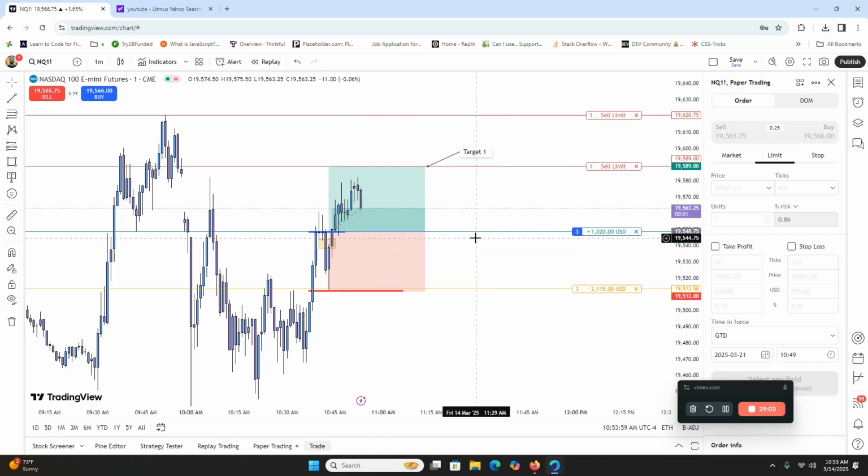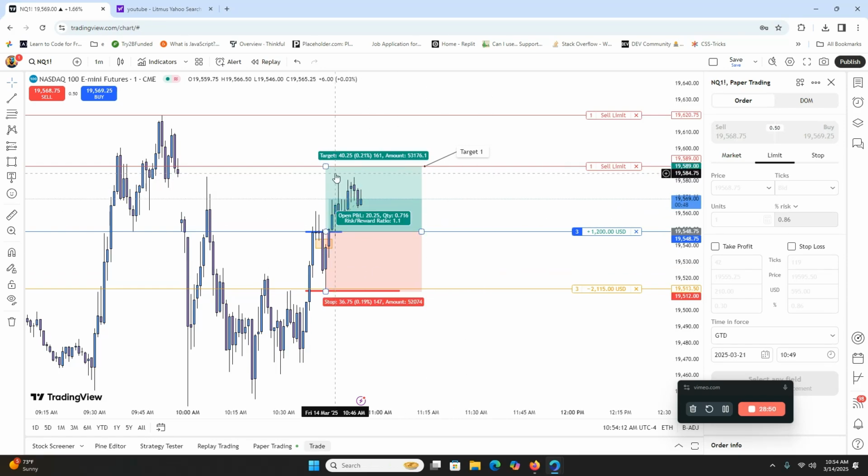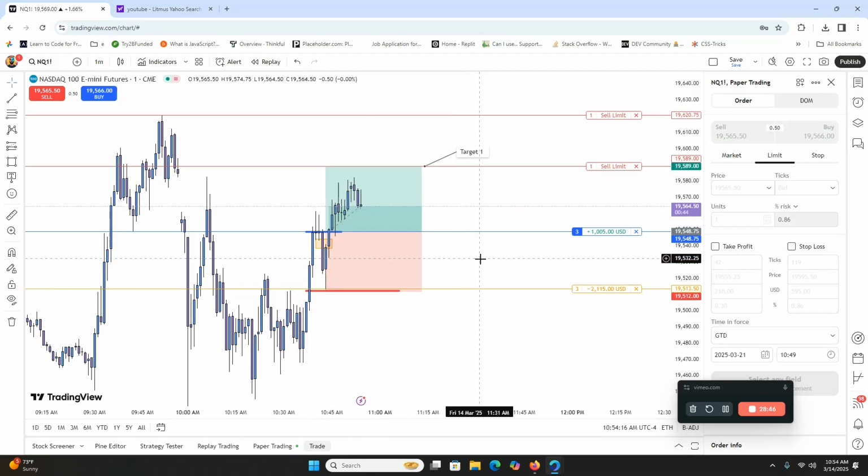Looks like we were moving nicely. We only took 1 point of drawdown. Didn't seem like a very high resistance trade, but maybe we can continue to push up so we don't come back down here. Now, this is going to be our first target here, a 1-to-1 risk to reward. It's going to be our first target if we get there.